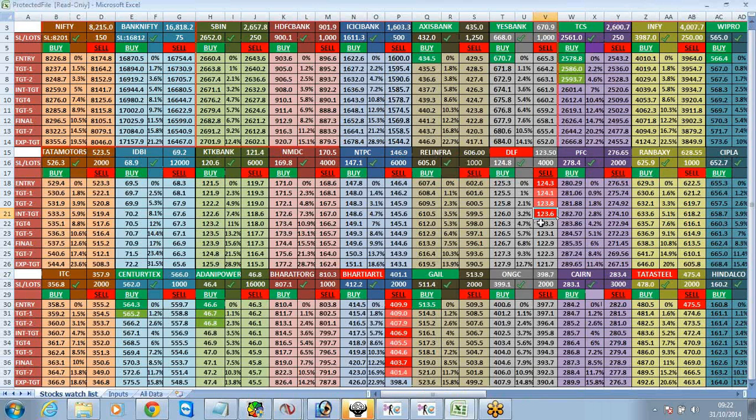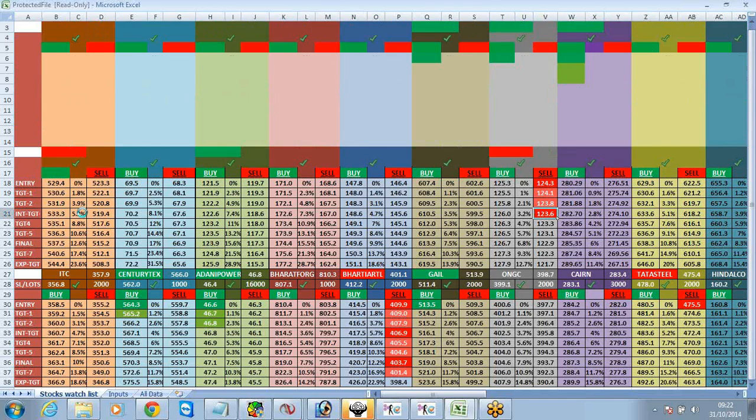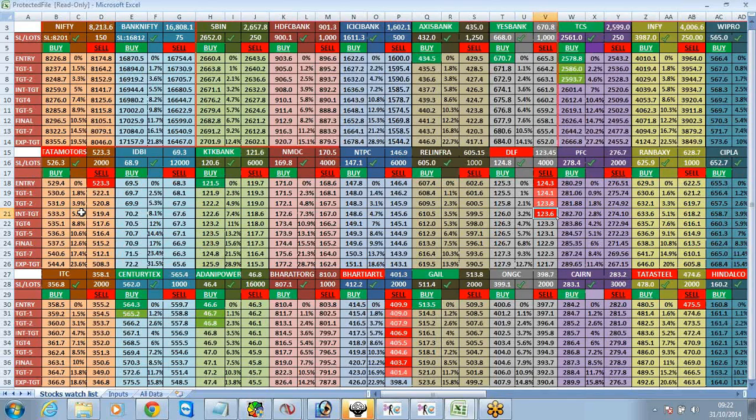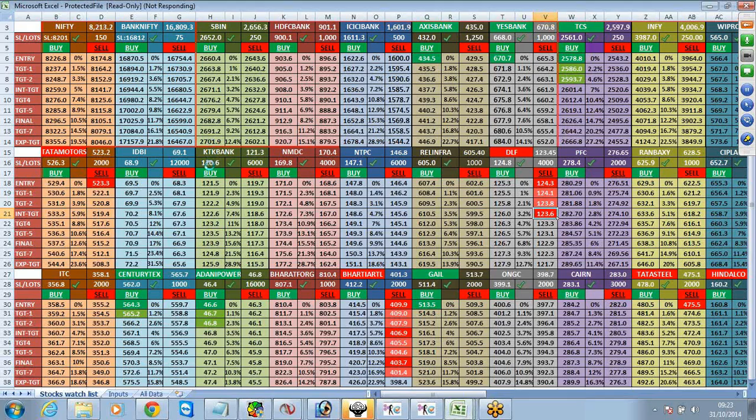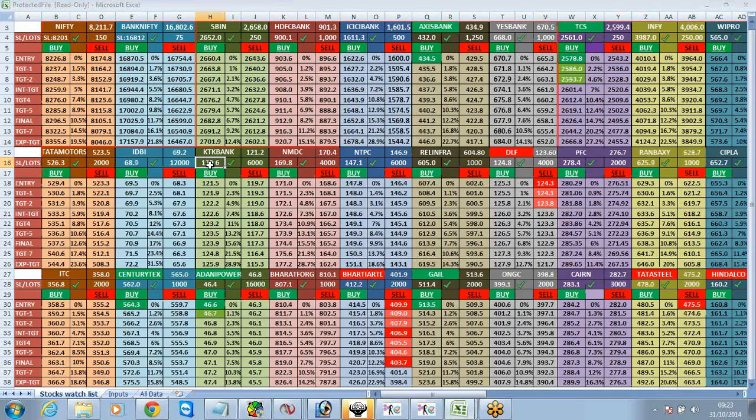So DLF is a sell call, now is an intermediate target. For every script that you enter, you have the stop losses here. Right below the name of the symbol, we'll have the stop loss figure. So if you can afford that stop loss, then you enter the trade.